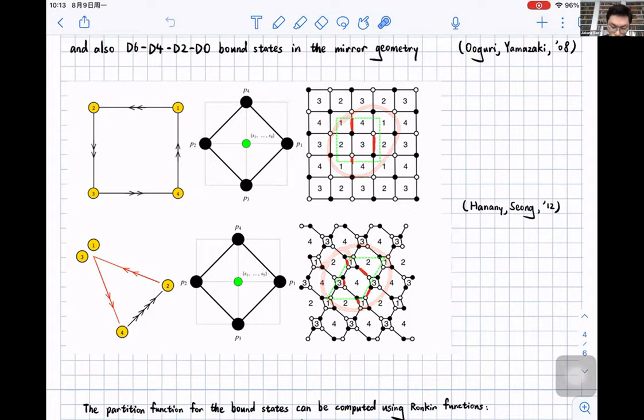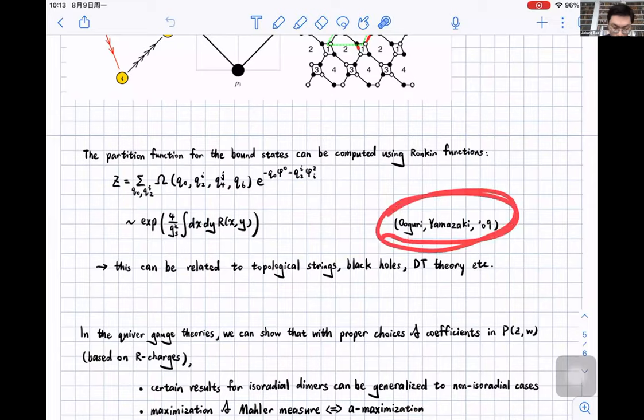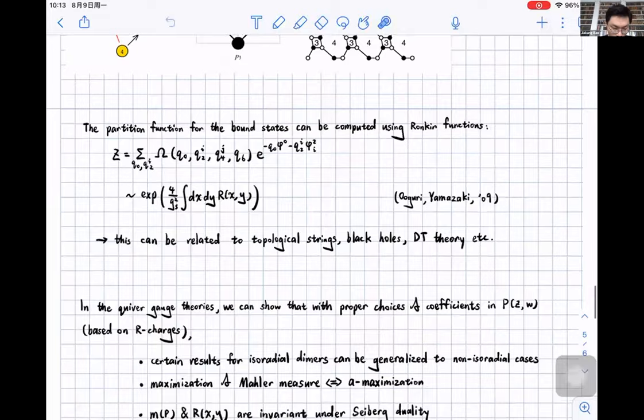toric face. And for counting bound states, in fact, in this paper the authors have shown that the partition function can be expressed in terms of the Ronkin function here. So it's an integral of an exponential like this. It can then be applied to topological strings, black holes, Donaldson-Thomas theory, et cetera. So in my last minute, I will just discuss what we have done so far.